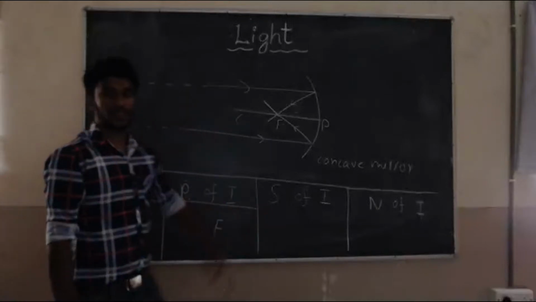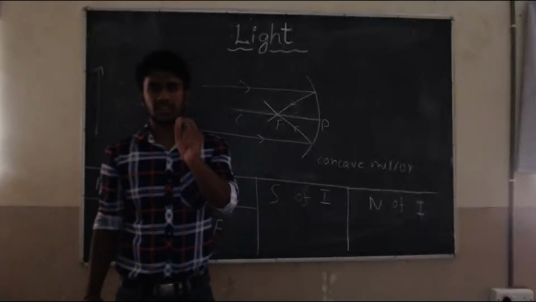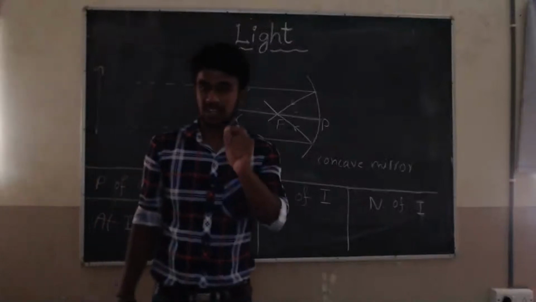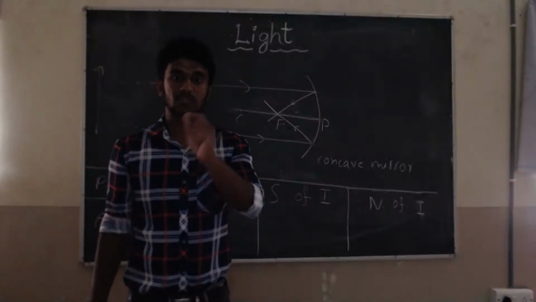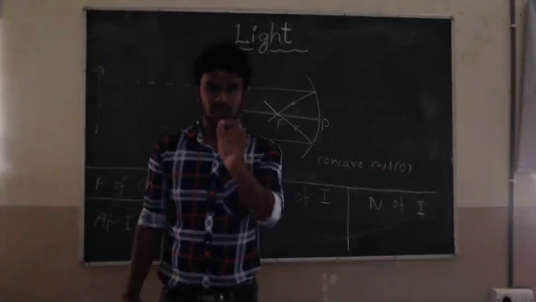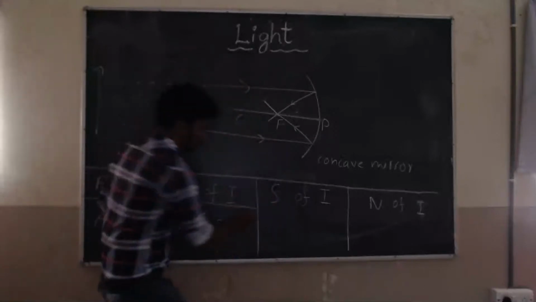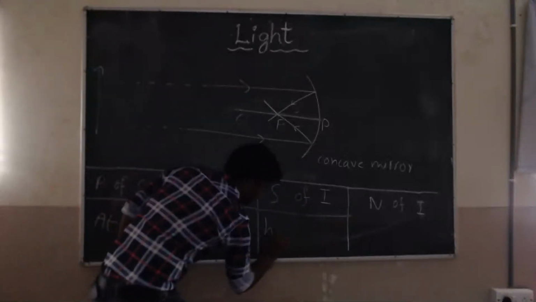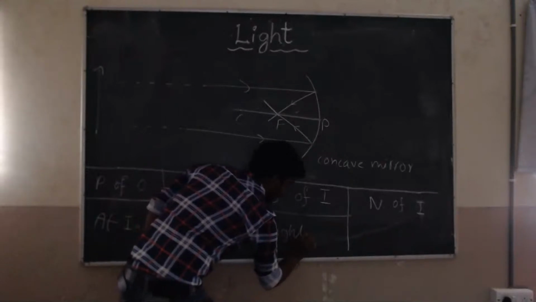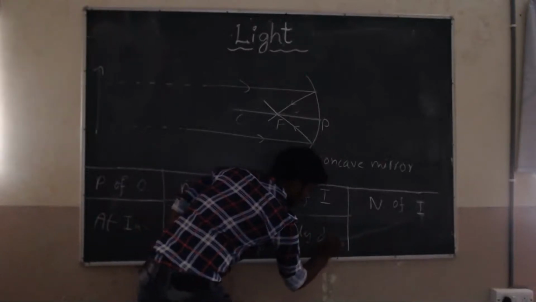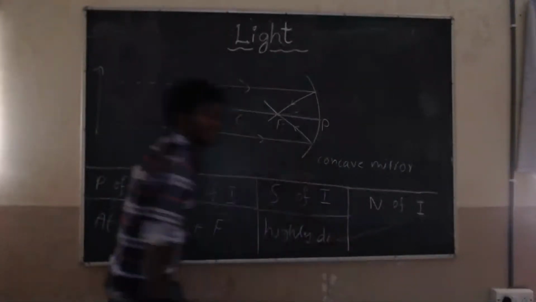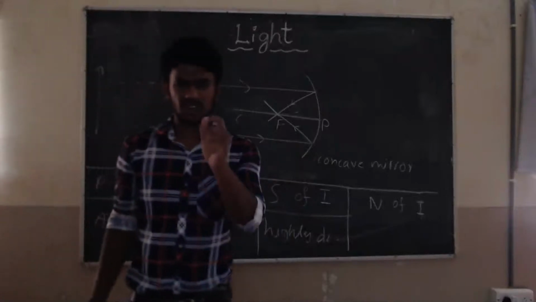Then what about the size of the image? It is very small, but here we won't use the word very small. Instead of small we use diminished. It is very small, right? So that's why we can write the size of the image as highly diminished or point size.